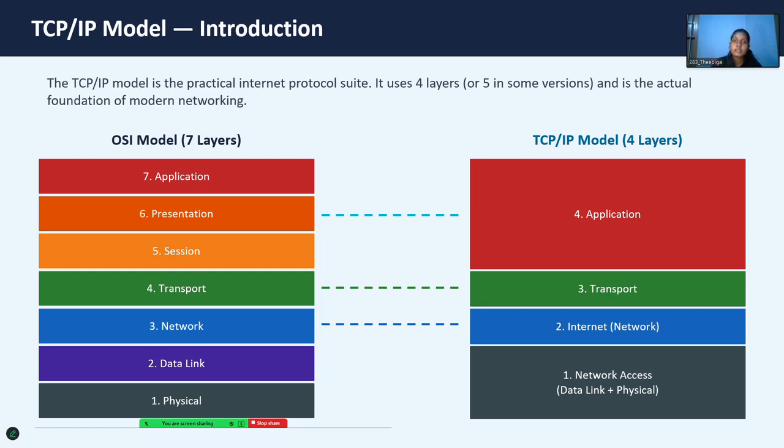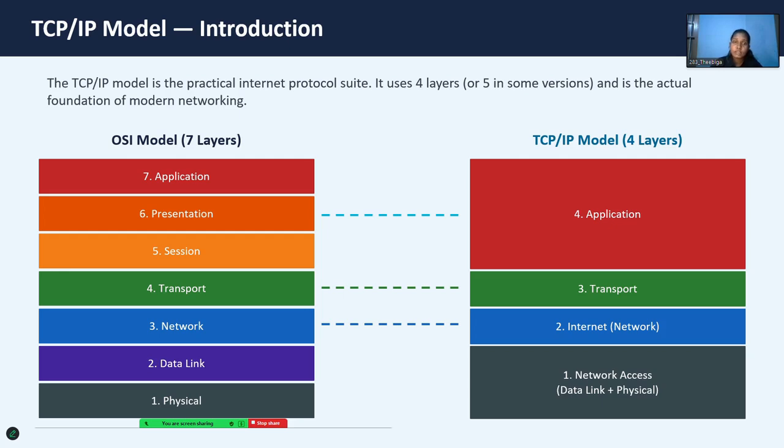The application layer in TCP/IP combines OSI session, presentation and application layers. The transport layer maps directly across. The internet layer corresponds to the OSI network layer, and the network access layer at the bottom combines OSI data link and physical layers into one.